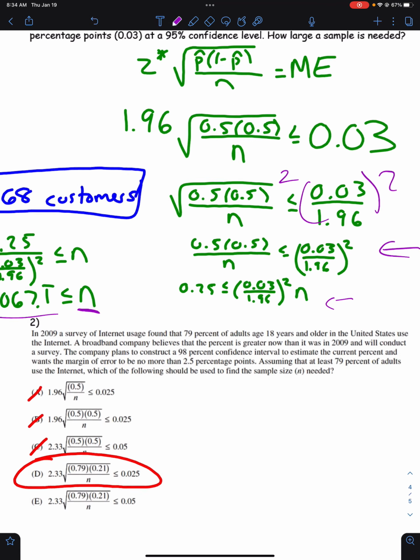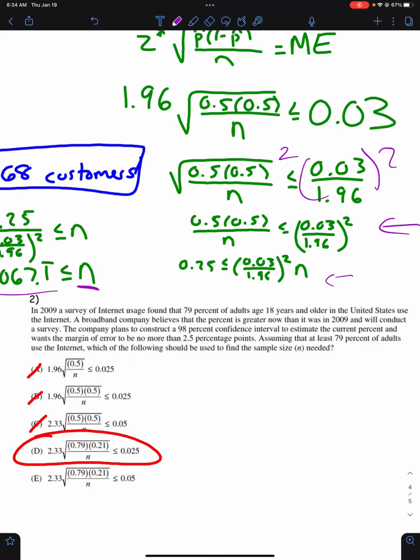And number 2, very similar question. But in this case, it actually gives us a previous survey, so we don't use 0.5. If you circled 0.5, that would be incorrect, because we want to use a previous survey if we have it, because that's related to what we are trying to do, so it gives us a little bit better information. And it's asking us for a 98% confidence interval. Don't see 98% that often, but that z-score would be 2.33. So that would be choice D. So that's it. The other packet is just practice with all confidence intervals for proportions.